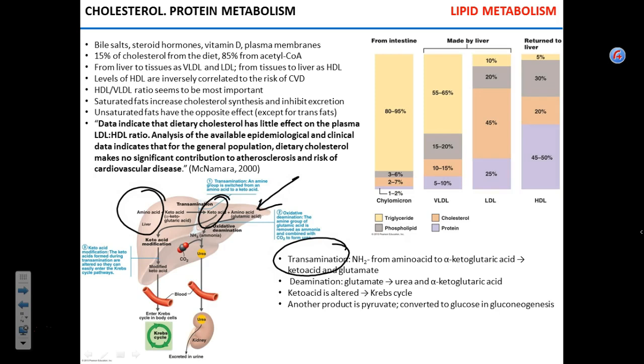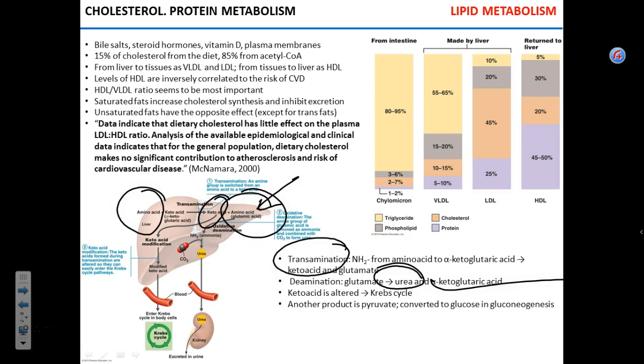So, what can happen next? Glutamate can be completely deaminated, pretty much broken down. When glutamate is deaminated, you end up with urea and alpha-ketoglutaric acid. Urea is removed from the body with the urine. You also produce CO2.